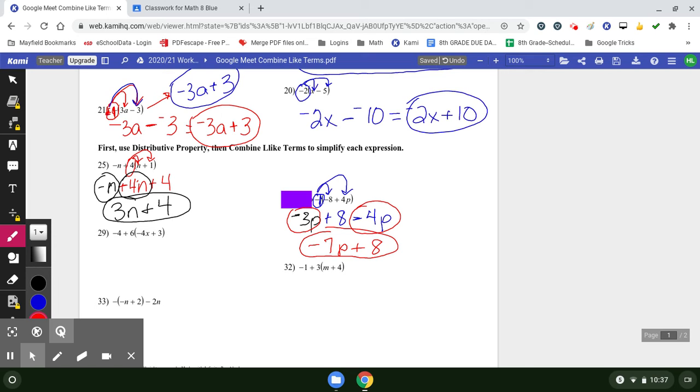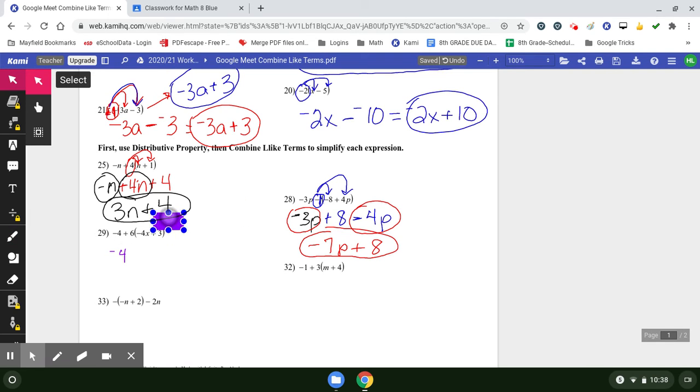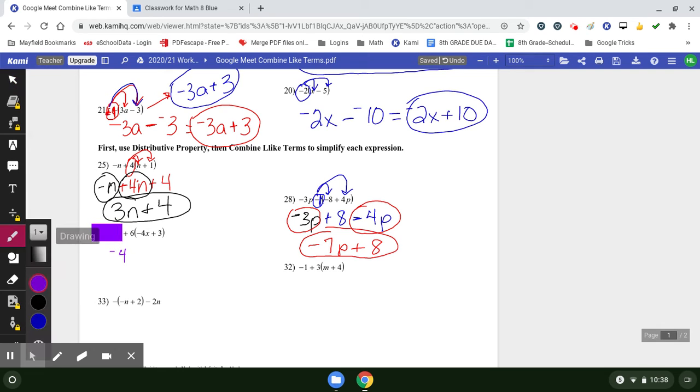Okay, so let's look at 29. 29 is very similar. I have the negative 4 in front, which I can just bring down. Now I'm going to look at what I'm going to distribute, and I'm going to be distributing after the plus sign. So the positive 6 is being distributed. 6 times negative 4 is negative 24x. 6 times 3 is positive 18 or plus 18.